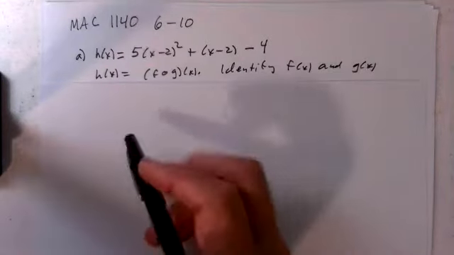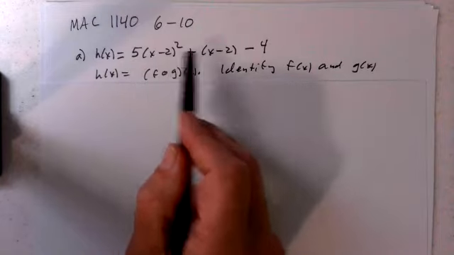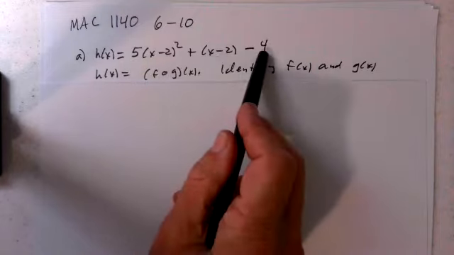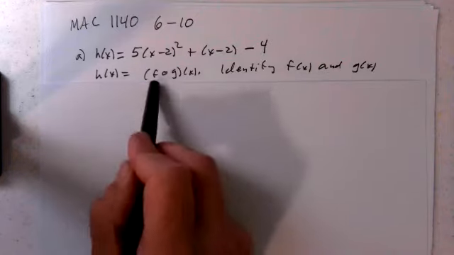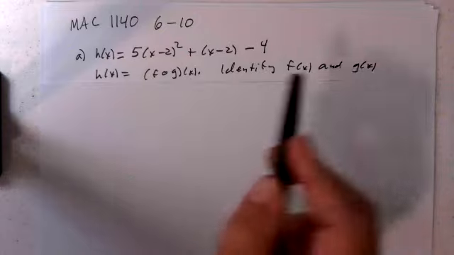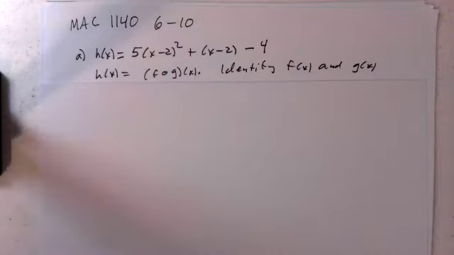So this question, we're given the function h of x, which is 5 times (x minus 2) squared plus x minus 2 minus 4. And we're told h of x is also f circle g of x. We want to identify what is f of x and what is g of x.